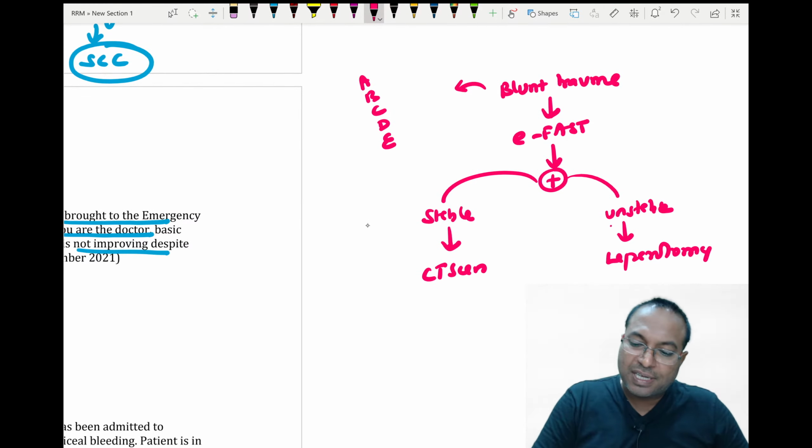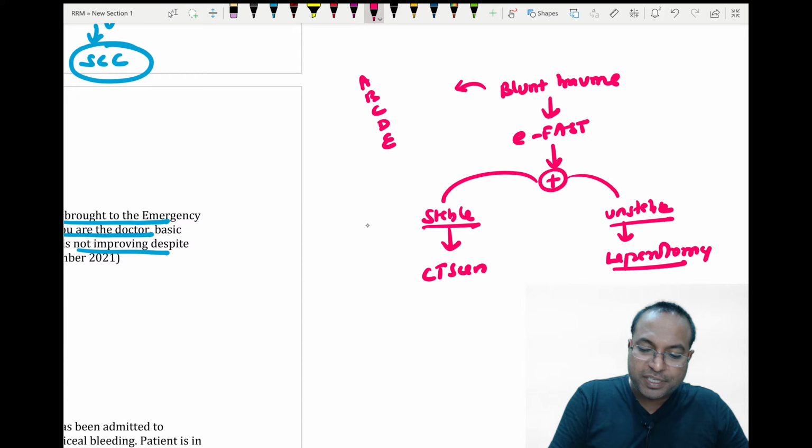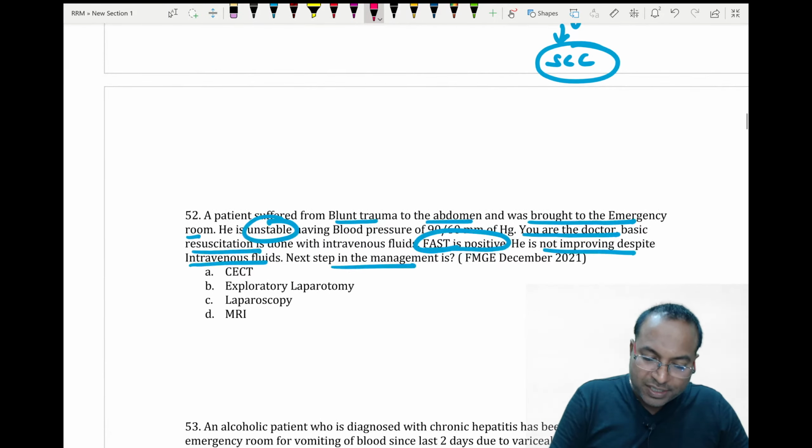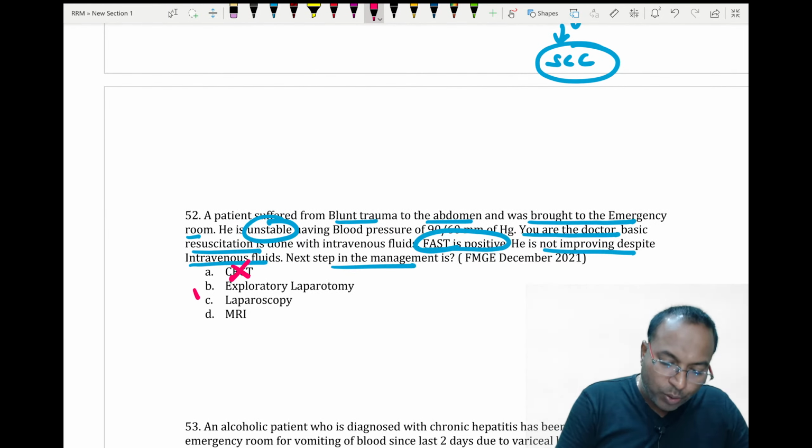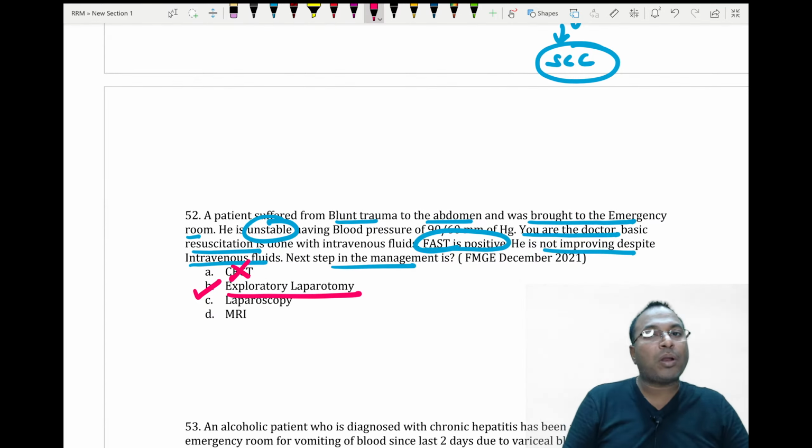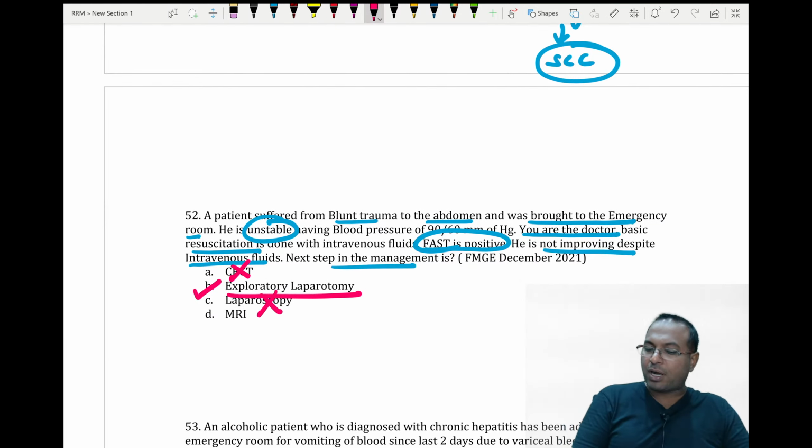So laparotomy is done for unstable patients. Only a stable patient should I take for CT scan. If you are mentioning CT scan, you have not understood the concept. You should only answer exploratory laparotomy. Laparoscopy is not done for trauma. Okay, it is exploratory laparotomy.